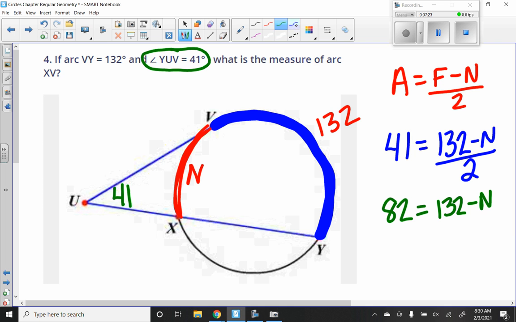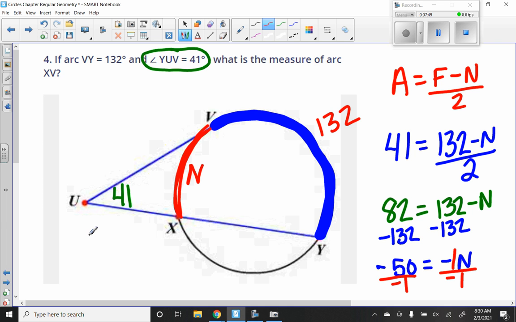All right, if you're not too comfortable with this, we are going to get the negative. This is a negative N, so we're going to move the number away and get negative 50 equals negative N. So all we have to do is recognize this is a negative 1, divide by negative 1, and that 50 becomes positive, and our answer will be 50 for the near arc.